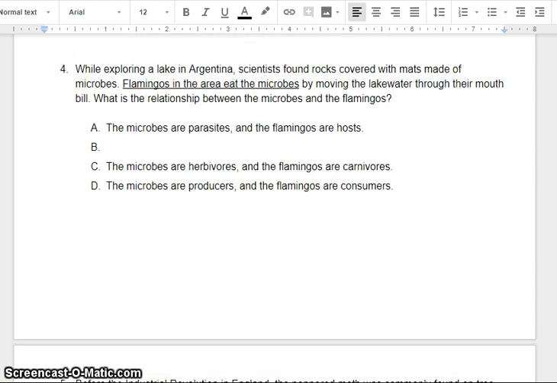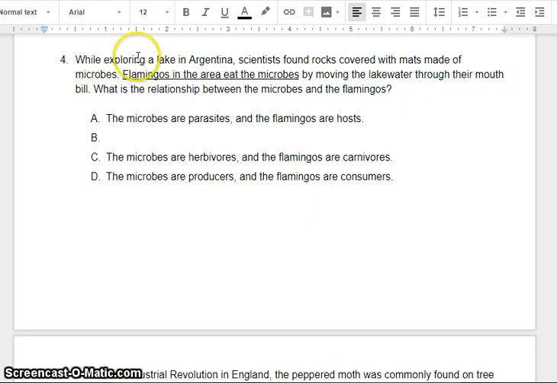Number 4. While exploring a lake in Argentina, scientists found rocks covered with mats made of microbes. Flamingos in this area eat the microbes by moving the lake water through their mouth bill. What is the relationship between the microbes and the flamingos? A. The microbes are parasites and the flamingos are hosts. C. The microbes are herbivores and the flamingos are carnivores. Or D. The microbes are producers and the flamingos are consumers.